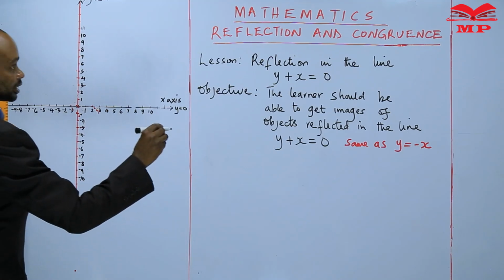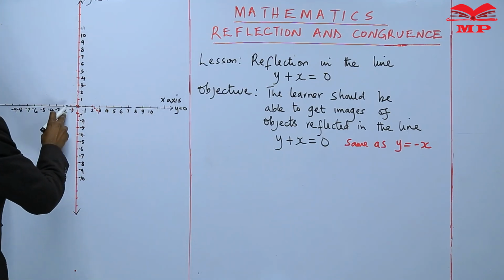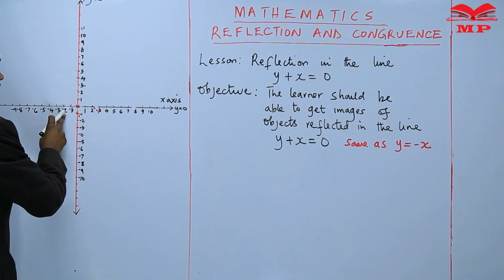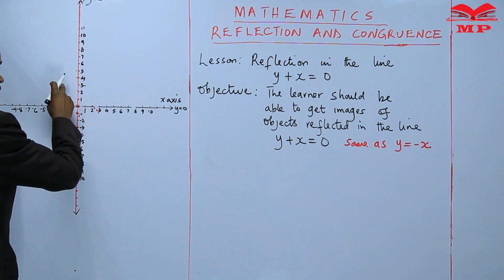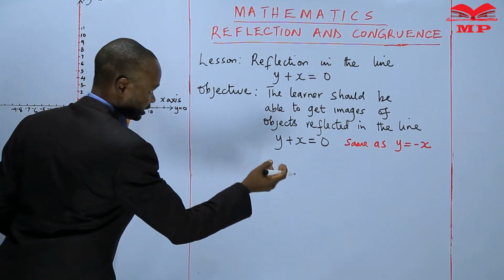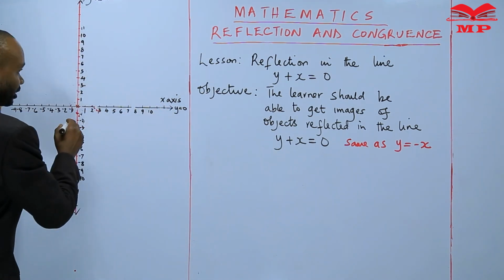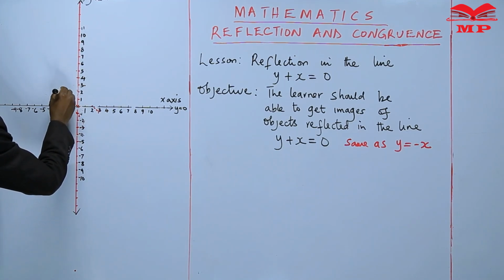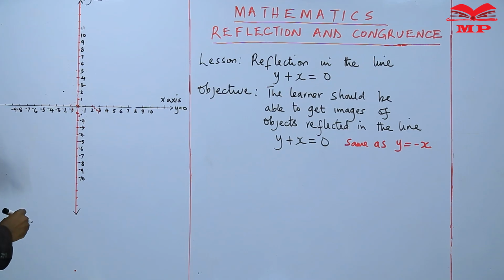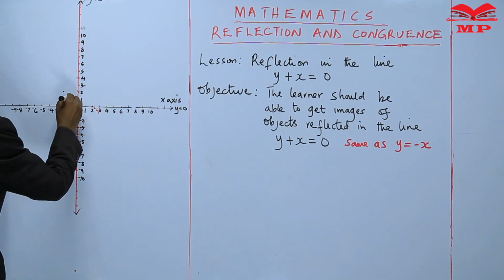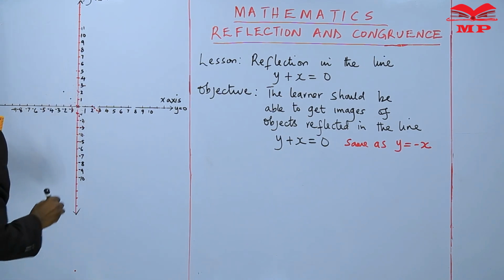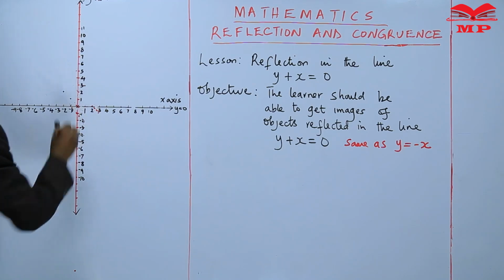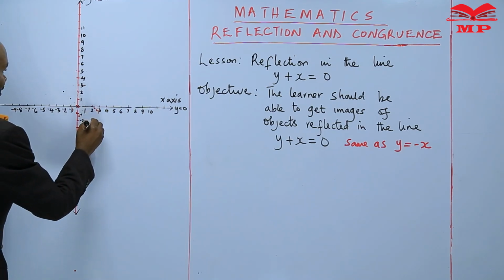If my x is negative 2, my y will be positive. If x is negative, y is the negative of the other one. So x is negative 2, y will be positive 2. Negative 1, 1. 0, 0. 2, negative 2.